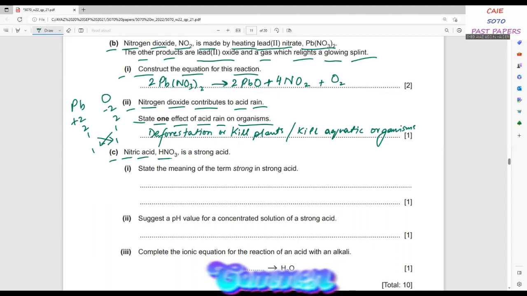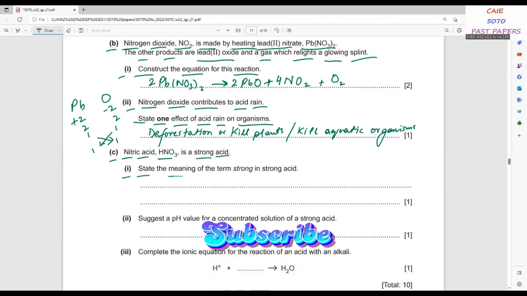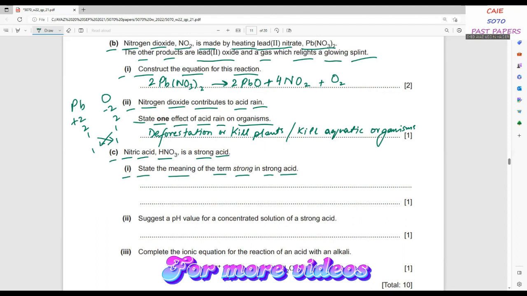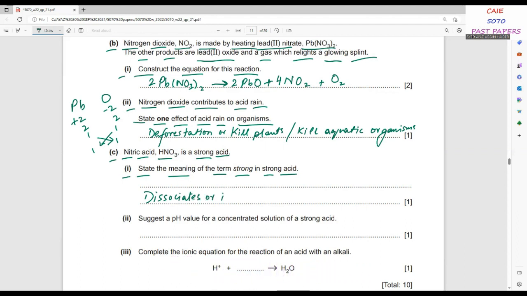C. Nitric acid, HNO3, is a strong acid. Number 1, state the meaning of the term strong in strong acid. Strong means dissociates or ionizes completely in solution. You can even refer to it as solution, no need to write aqueous.